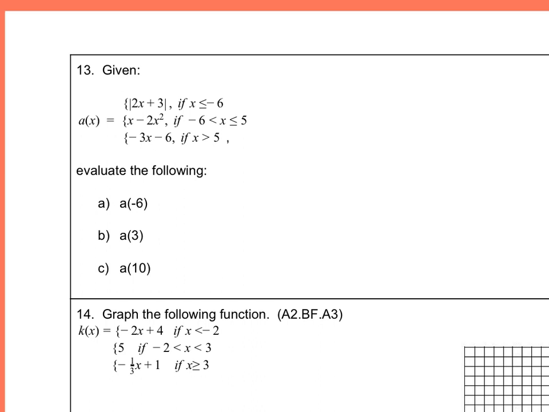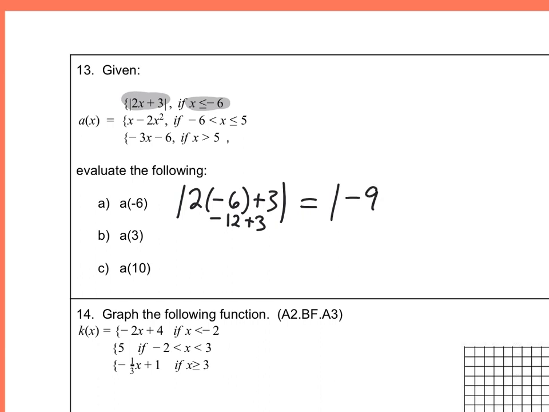Look at your domain. Where would I put -6? Where is -6 defined? The top one, because it's less than or equal to -6. So I'm just plugging it into this top piece. So 2 times -6 plus 3, and these are in absolute value bars. We've done these before. What is 2 times -6? -12. Plus 3? -9. Absolute value of -9 makes it a positive 9. That's my answer.